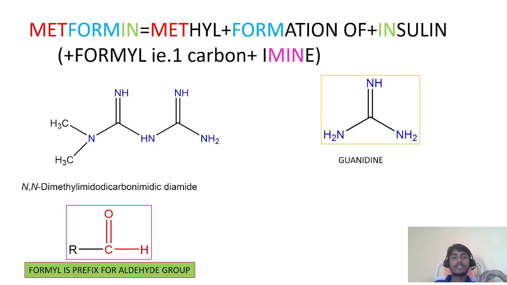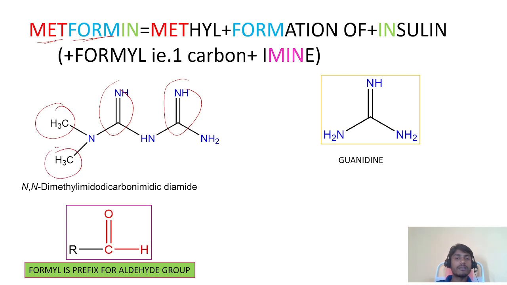Next comes metformin. This is the structure of metformin. See formyl group: one carbon containing NH. Oxygen is replaced by NH, an isosteric replacement, so we can call it a formamide group. Hence formyl is nothing but one carbon containing groups. Met is nothing but the methyl group. Formin is nothing but formyl, a one carbon containing functional group along with amine.